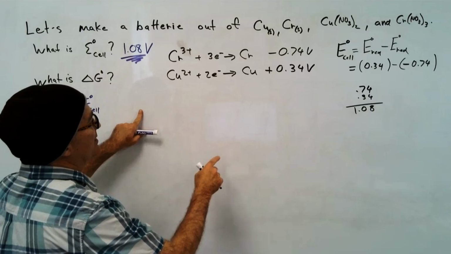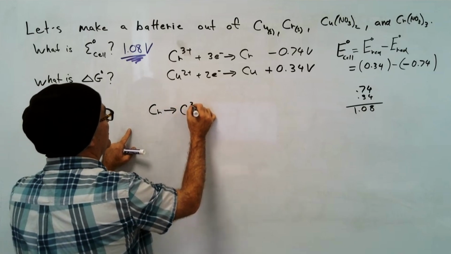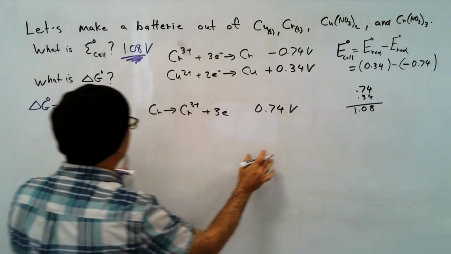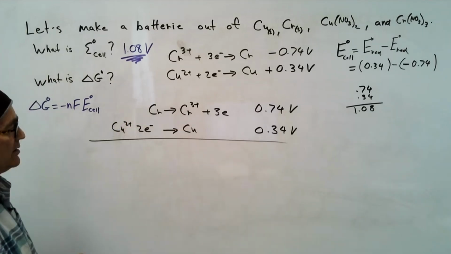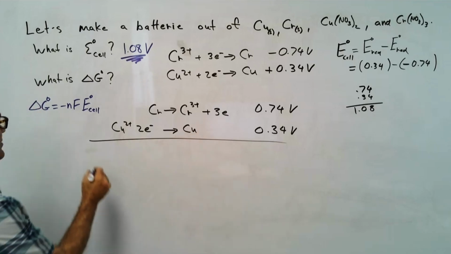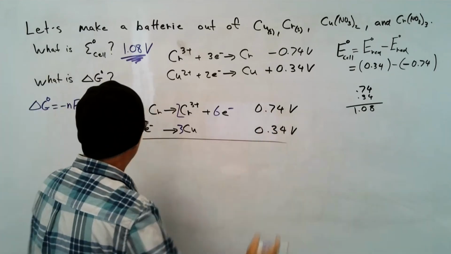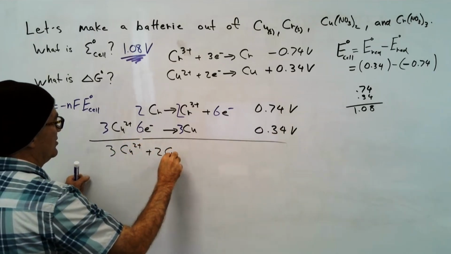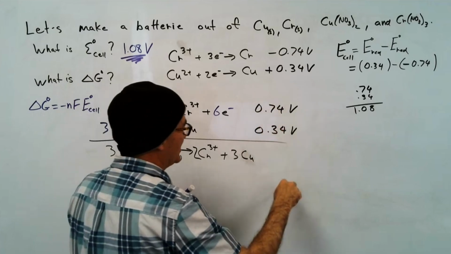And I'm going to come up here and say, well, this means that chromium is going to go to chromium 3 plus and give us 3 electrons. And I'm going to change the voltage there. And that means copper's going to do its usual thing. So to add these together, I need to get the number of electrons the same on each side. So I'm going to multiply this by 3, this one by 2, and I leave those alone. So 3 copper 2 pluses and 2 chromiums turn into that many chromium 3 plus and 3 coppers. And I can just sum these up.